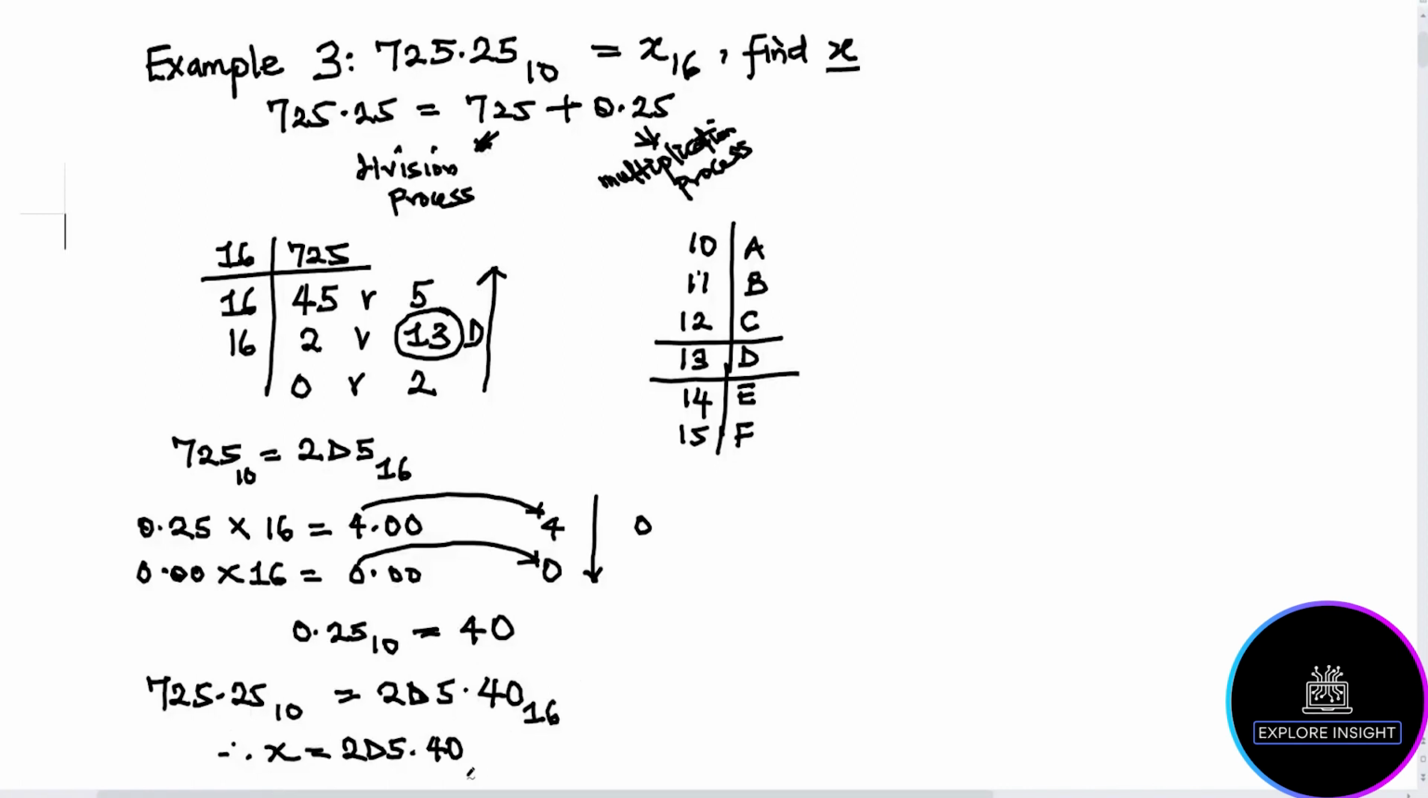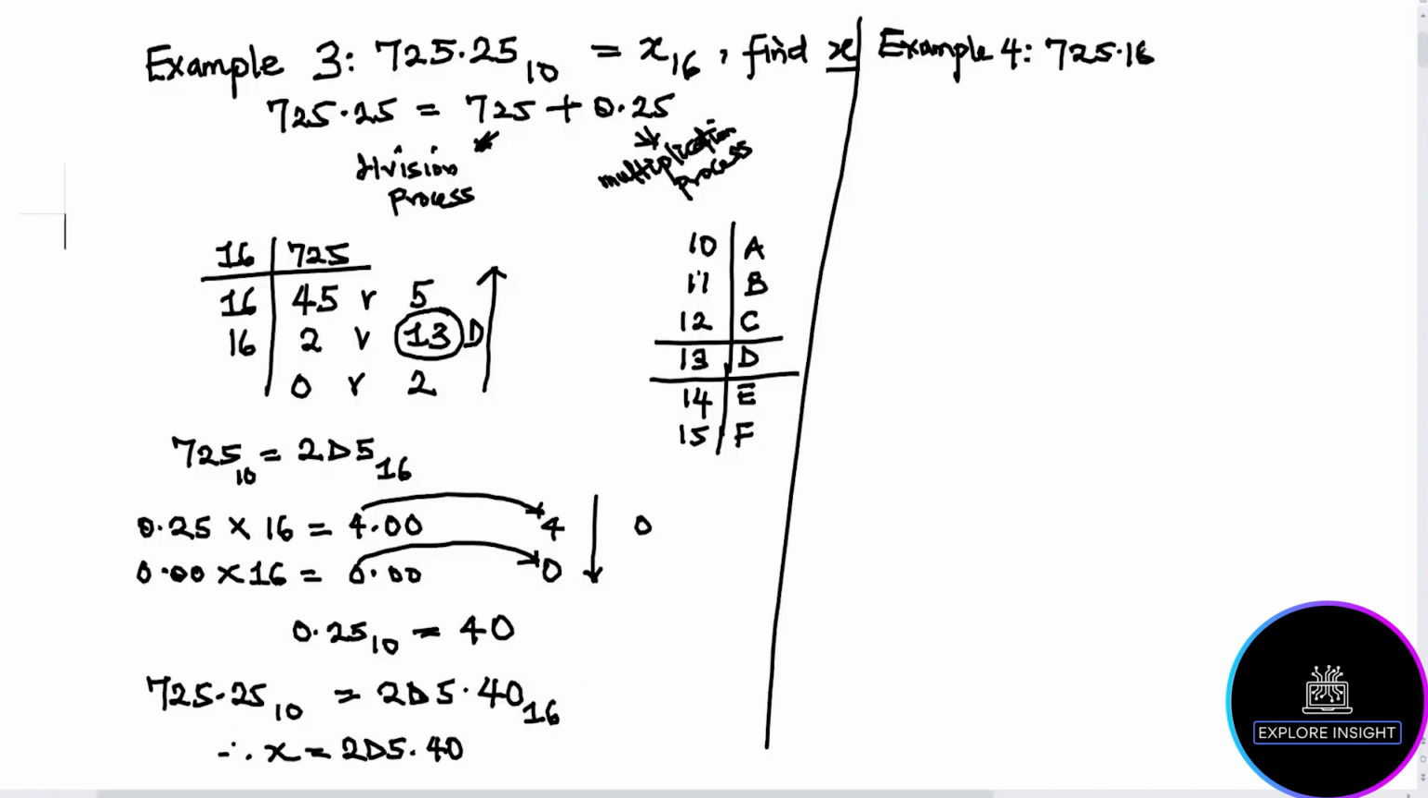Now I want to show you another case. Let's go harder. In this case, we want to look at 3 decimal places. And I believe you'll be interested in this example. So let's look at example 4. In this example 4, we want to consider 725.169, which is in 3 decimal places, and let's look for the value in base 16. That means find x.